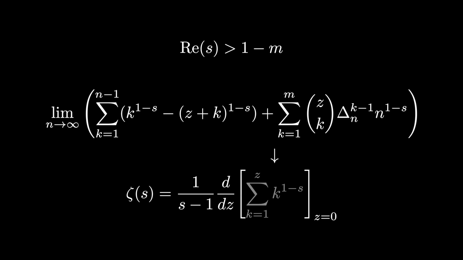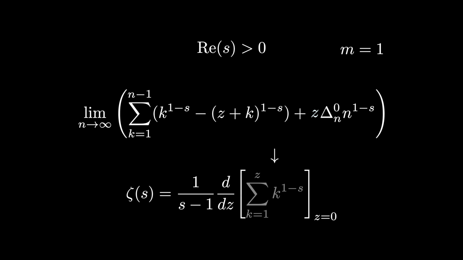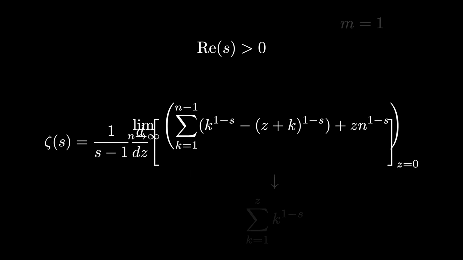To test this idea, let's keep it simple and let m be 1. This should work if the real part of s is positive. Now, this sum just has one term, with k being 1, which is pretty nice. Z choose 1 is just z, and the 0th order forward difference does nothing. So this is what we have to take the derivative of.